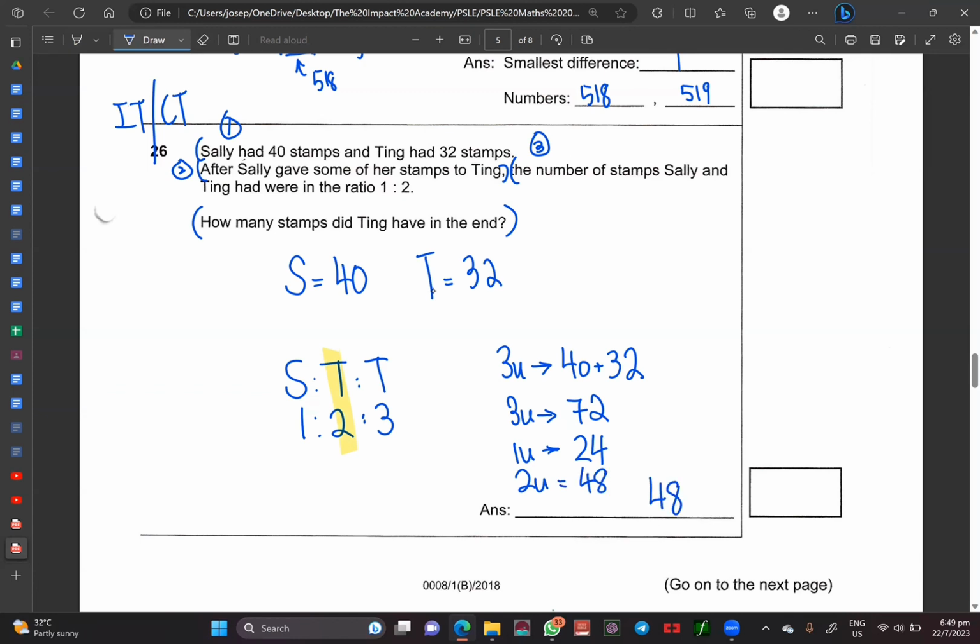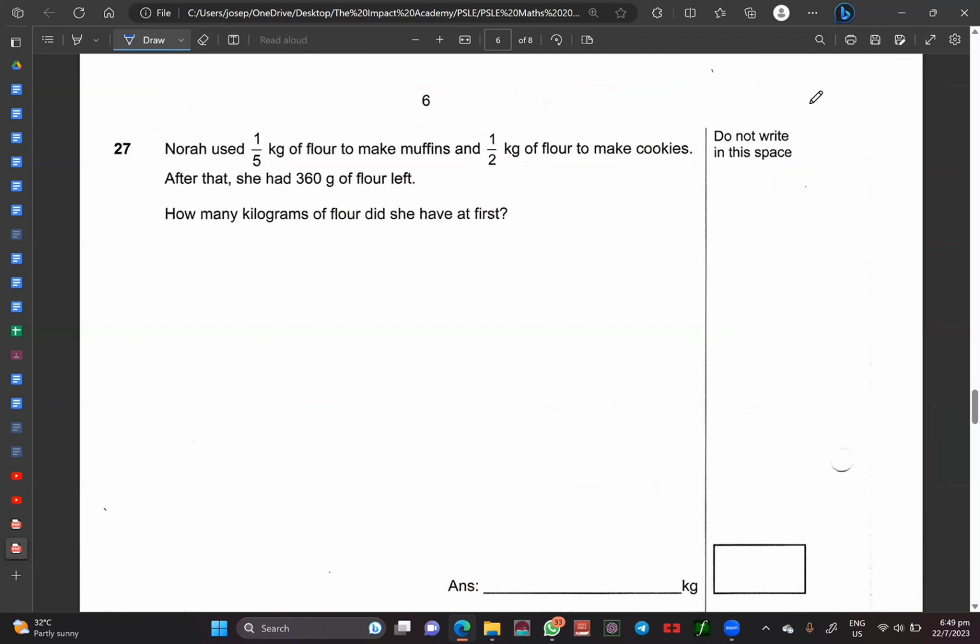24 times 2. So when I look at this question, the first thing I want to do is, of course, break down my sentences. Now, this is obviously what I call a fraction with units question.